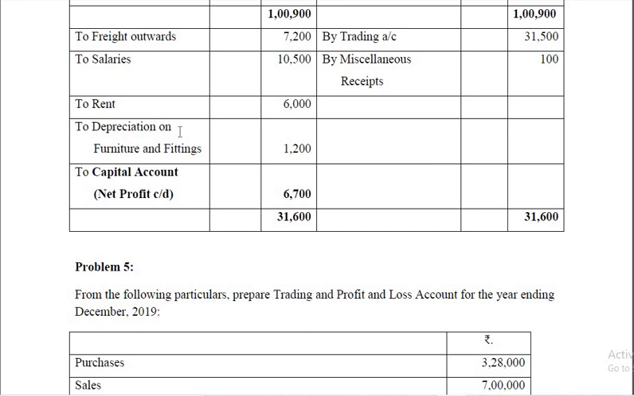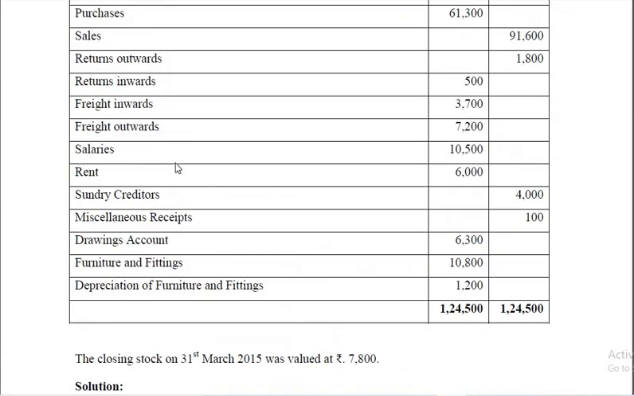I mean, total of credit side is more than total of debit side. Therefore, balancing figure is net profit, that is transferred to capital account. So capital account will be opened in the balance sheet liability side. So this is about second problem. By the way, look at the problem.